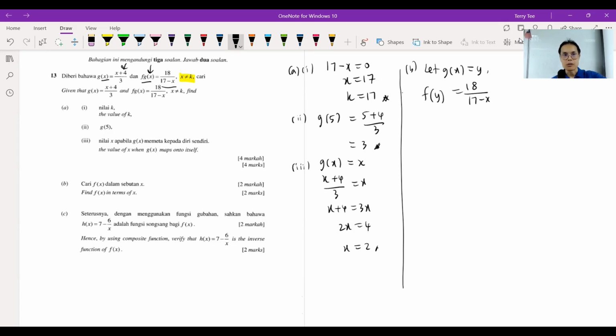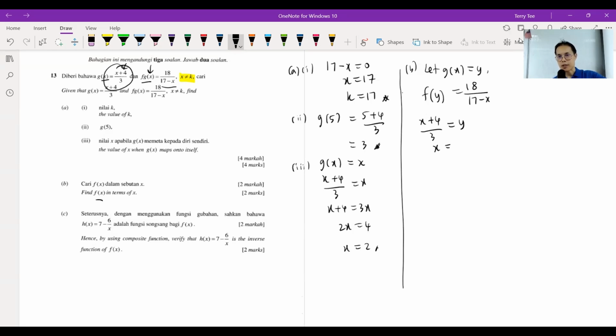Now, your f(y) we need to find. Before you find f(x), you have to find f(y). To find f(y), I must change all the x into y. So my question is, what is the relationship between x and y? Now, we already know our g(x). Your g(x) is this, (x plus 4) over 3. So we take (x plus 4) over 3, let it be y.